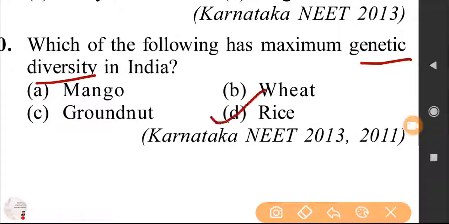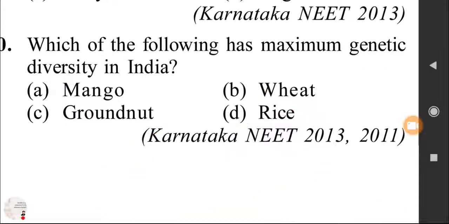The best example is rice. It has maximum genetic diversity, which has I think 32 to 50,000 genes. Oryza sativa is the botanical name, just for your reference. So I hope you are liking the video. If you have any confusion, you can ask anytime.